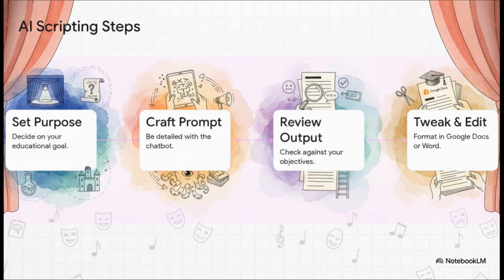Third, review the output it gives you. Does it actually hit your educational objectives? Is the tone age-appropriate? If it's not quite right, just prompt it again to tweak things, maybe add some specific vocabulary words. And finally, step 4, take that text, drop it into Google Docs, and edit and format it yourself using those stage guidelines we literally just talked about.